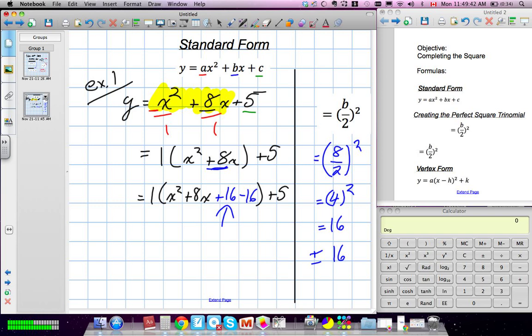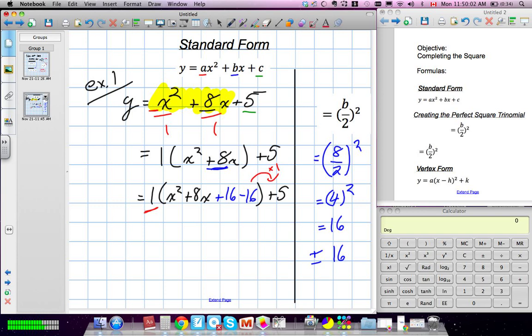I need that positive 16. It needs to stay in the brackets. The negative 16 actually needs to come outside of the brackets. It needs to go outside. And when it goes outside, it actually has to be multiplied by this term in front of the brackets. So I have to multiply it by my common term, which is 1.